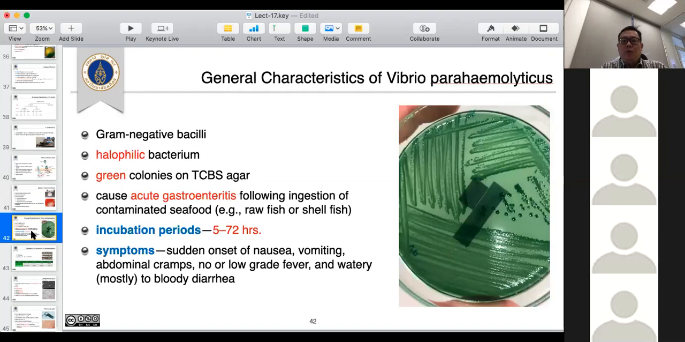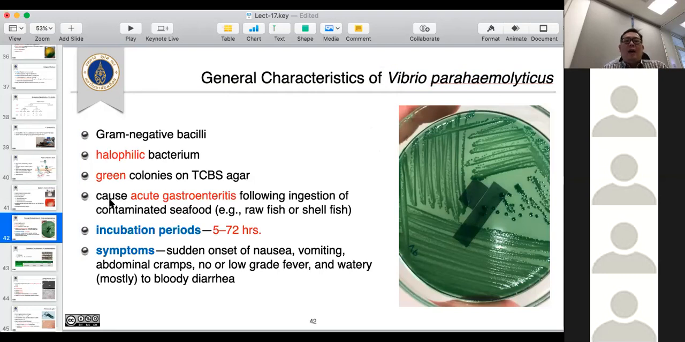Then we move to another bacteria, Vibrio parahaemolyticus. Parahaemolyticus is another group of Vibrio, but this is quite opposite to cholerae. In TCBS, parahaemolyticus generates green colonies. They live in the marine condition, halophilic bacteria. They love, they tolerate a lot of salt.